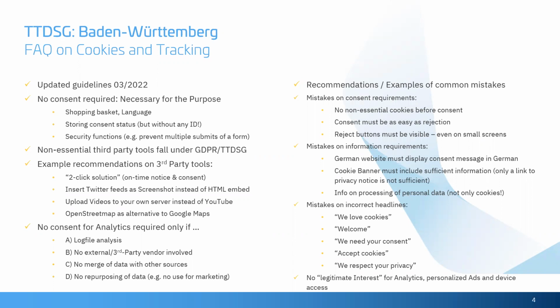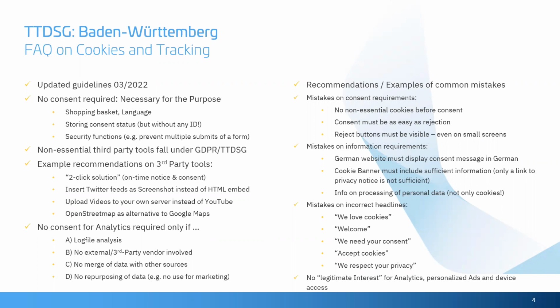For this, there is an explanation or a note saying that consent status should only be stored without any ID. So the user should not have an ID. If you're using Consent Manager, by default, we're not setting any user IDs, so you don't need to do anything. If you enable the ID setting in your Consent Manager settings, then maybe you want to think about disabling this ID feature. And the third example is security functions, so things to prevent fraud or simple things like submitting a form multiple times. That's also things that don't need consent if you're using cookies for this.